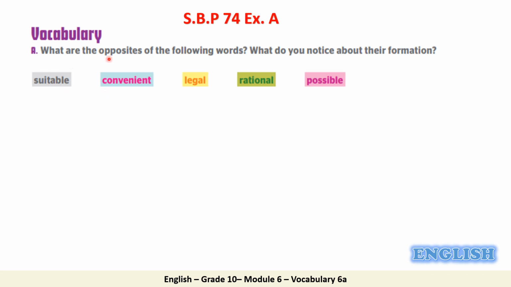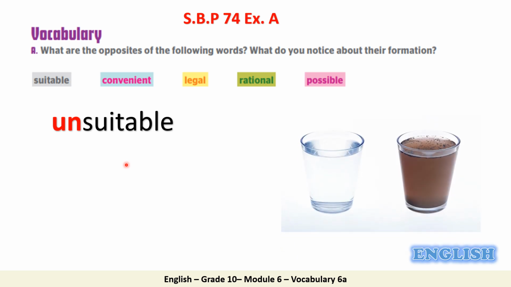Now, I want you to pause the video for a while and think of the suitable prefix that goes with each word to give you the opposite meaning. Welcome back. Let's answer the question together. And the first word we have here is suitable. What do you think is the prefix used with the word suitable to form the opposite meaning of it? So, the correct answer is unsuitable. That's correct. So I have suitable and unsuitable.